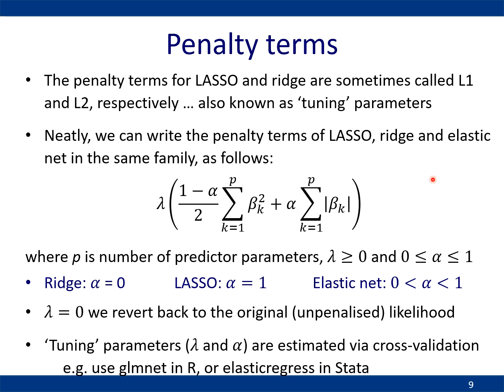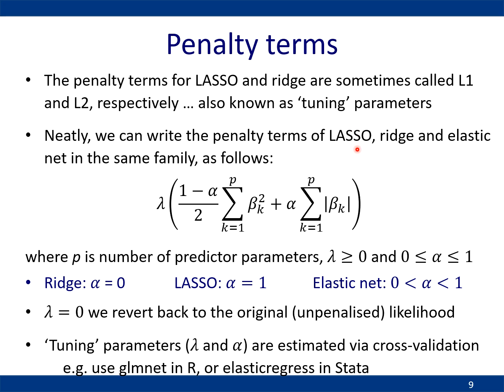Okay, so I've mentioned the penalty terms, so let's have a look at that in a bit more detail. The penalty terms for lasso and ridge are sometimes called L1 and L2 penalty terms, just so you know, because you might hear that terminology when you listen to talks or read things elsewhere. They're also known as tuning parameters, so the parameters within the penalty term are known as tuning parameters.